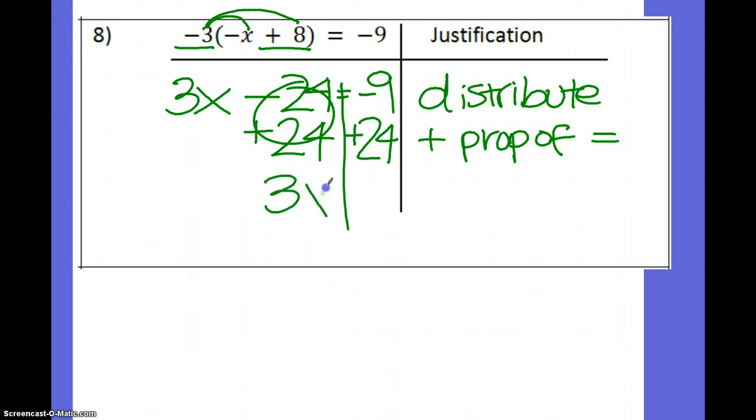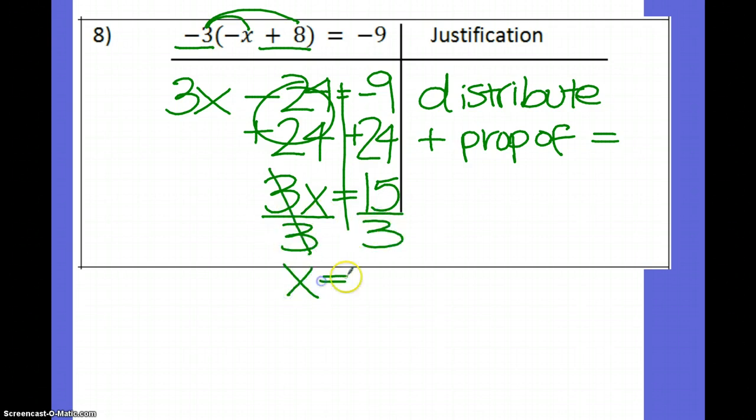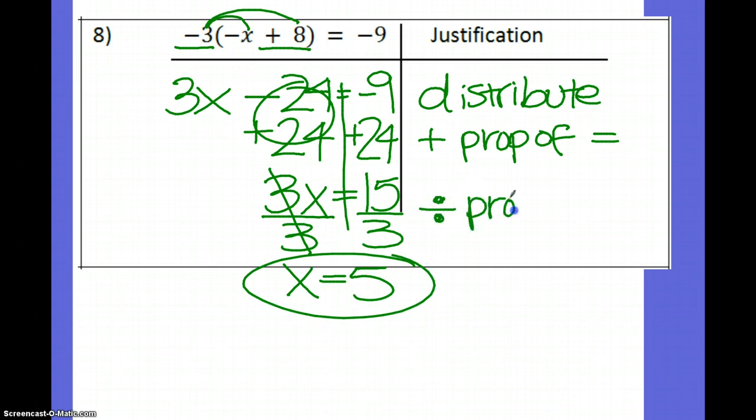So 3x equals 15. Last step is divide out 3. 3 over 3 is 1. x is 5. And that last property we add over here is divide property of equality. And that's it.